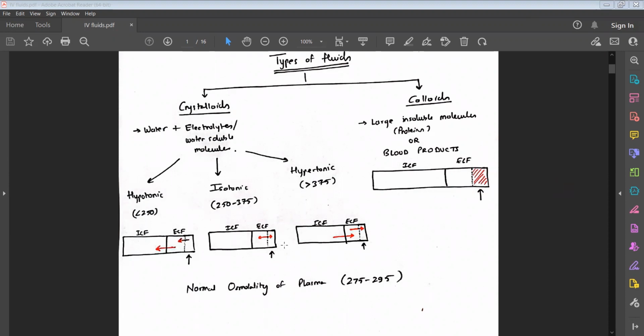Isotonic fluids, which have similar osmolarity to that of the plasma, have the tendency to stay in the extracellular compartment, and there will be no net shift in between the extracellular fluid and the intracellular fluid. Hypertonic fluid, which has more osmolality as compared to that of the plasma, has a tendency to pull the fluid into the extracellular compartment. So if you put hypertonic fluid through the IV line, it's going to start pulling out fluid from the interstitial and eventually from the intracellular compartment.